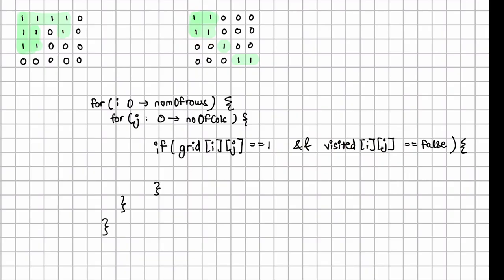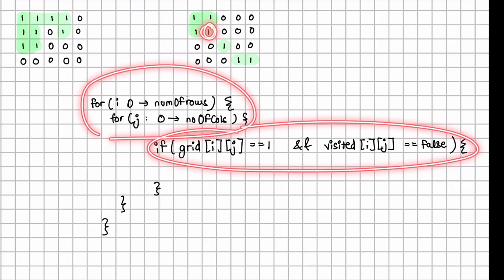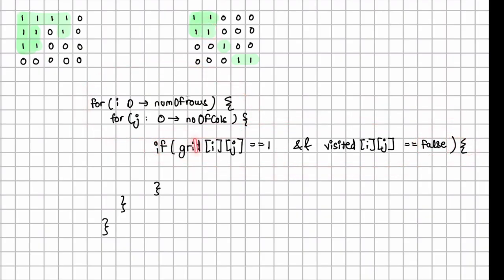Now, whenever this loop comes here, at this one, it is gonna be visited as true, so it won't go here. So every time this condition is truthy, we're gonna be visiting a new island. I hope that was clear.